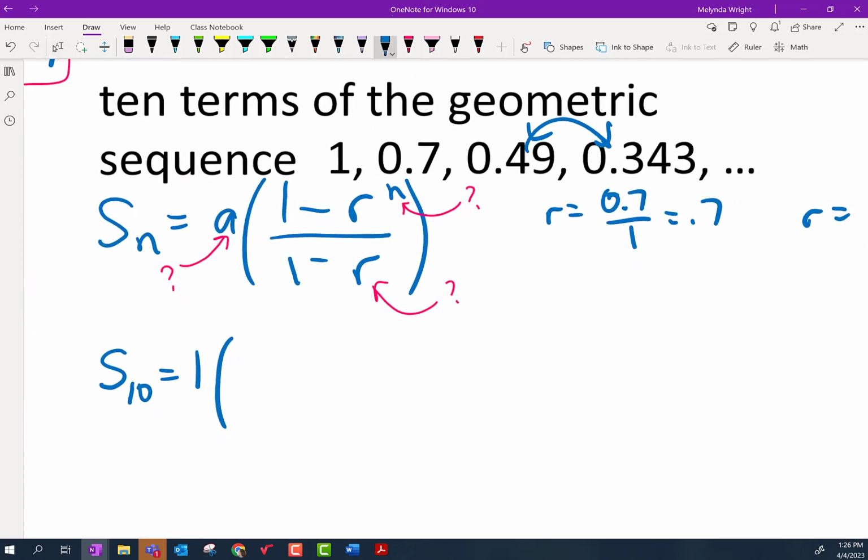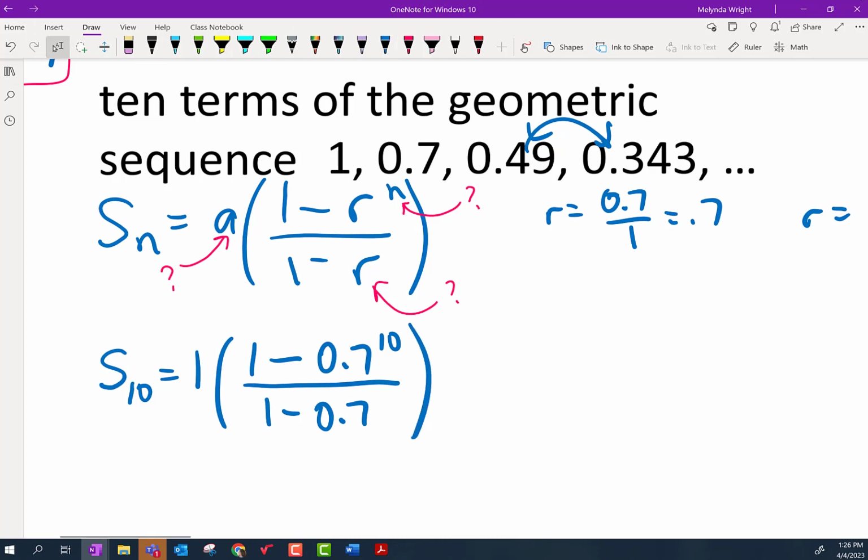Great, so we do 1 minus 0.7, and that n was 10, to the 10th over 1 minus 0.7. And this we would just simply put in our calculator. With numbers like that, we wouldn't be doing this by hand. So I put it in my calculator, and I get 3.2392.